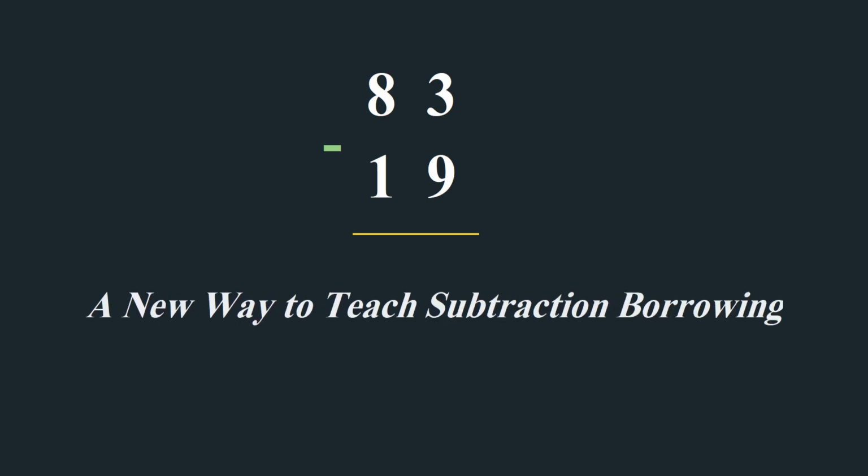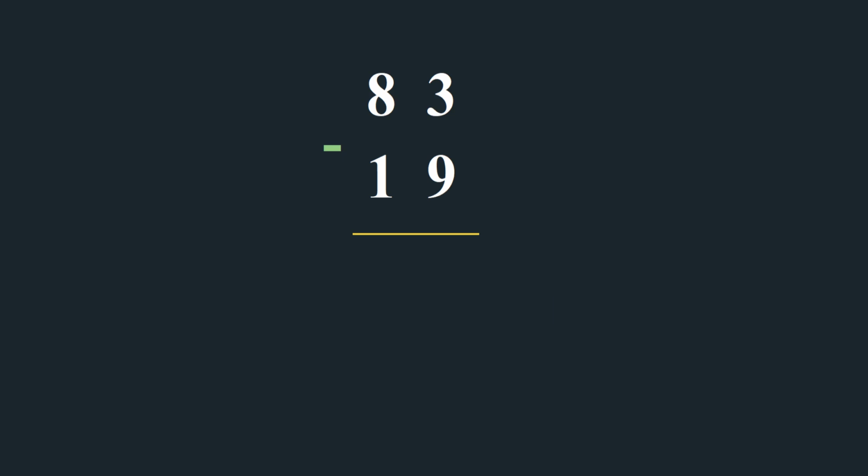Inside this vlog, let's solve this subtraction problem. 83 minus 19. The ones column is on the right and the tens column is on the left. We start solving the subtraction problem by subtracting the numbers in the ones column.